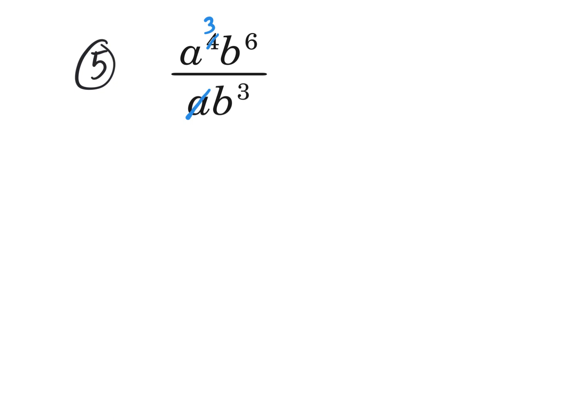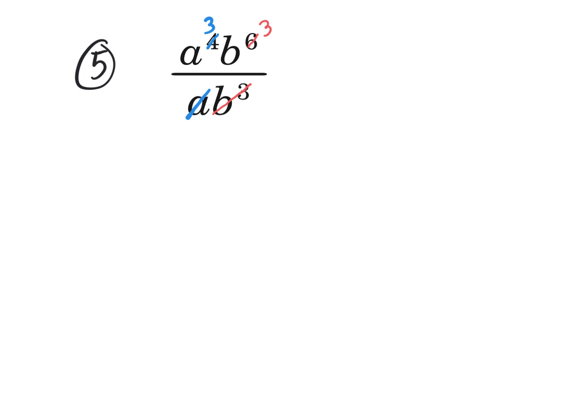Same thing with the B's. There's 3 B's on the bottom, 6 B's up on top, right? All 3 B's completely cancel out with 3 of the 6. There's still 3 B's left over up on top. It really becomes like a subtraction problem. I like to think of it as canceling, right?